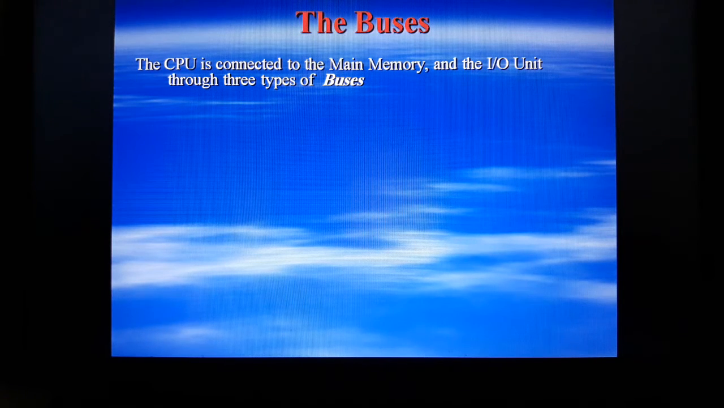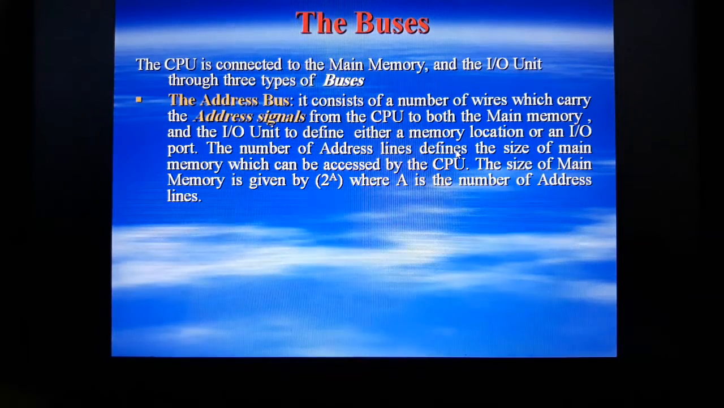The buses. The CPU is connected to the main memory and I/O units through three types of buses. The address bus. It consists of a number of wires which carry the address signal from the CPU to both main memory and I/O, to define either a memory location or I/O port.